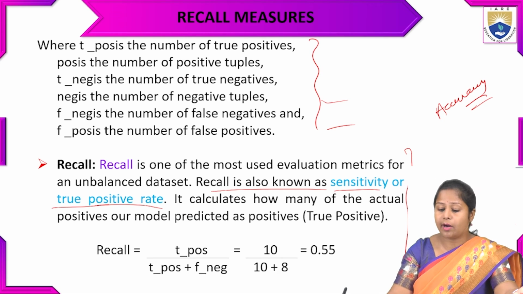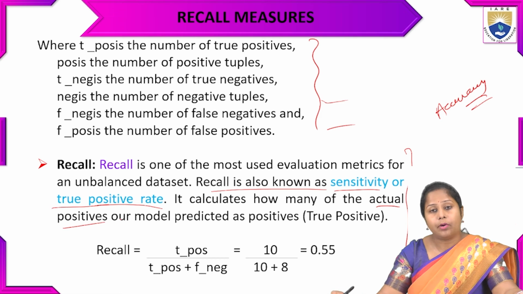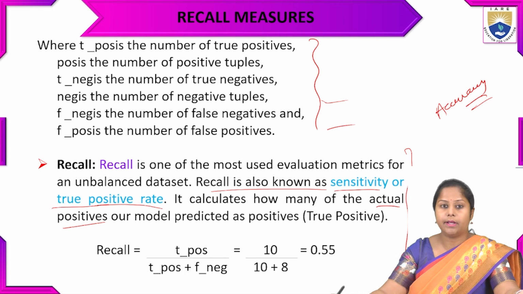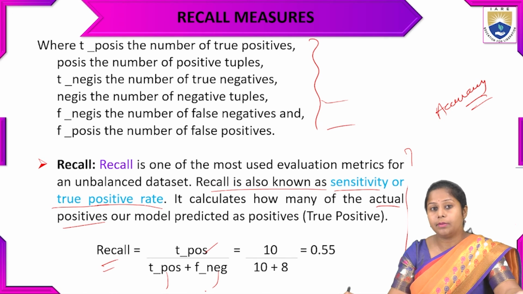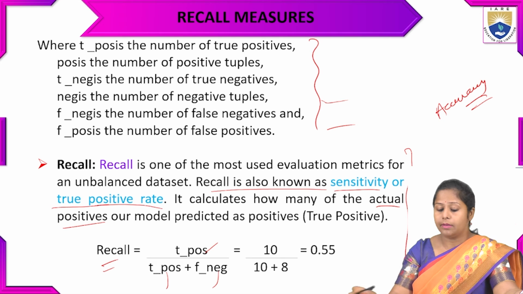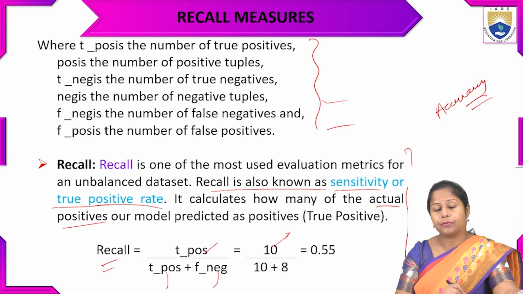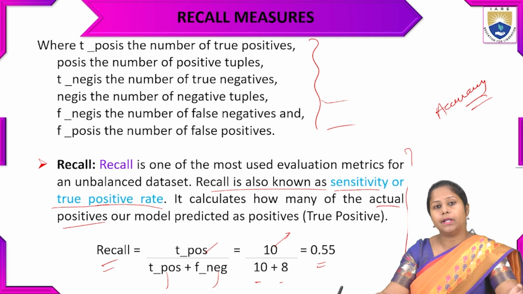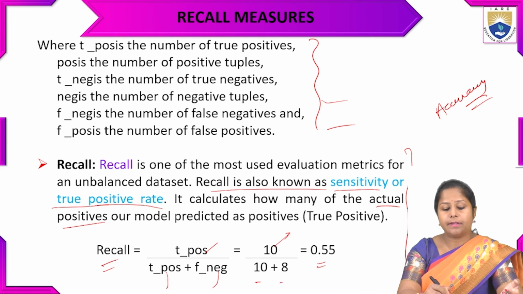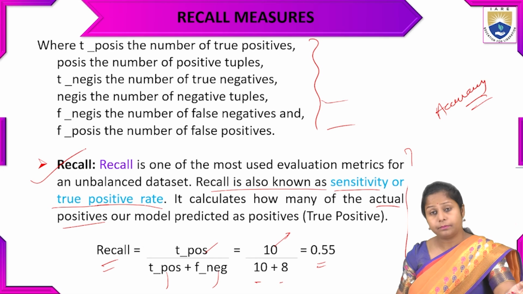It calculates how many of the actual positives our model predicted as positive, that is, true positives. The formula is: recall is equal to true positive divided by true positive plus false negative. On the confusion matrix, the 10 is the true positive, divided by 10 plus 8, which gives 0.55, right? These measures only depend on the confusion matrix.